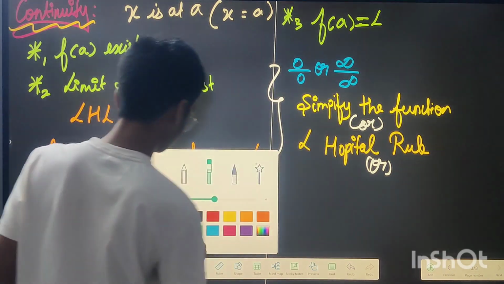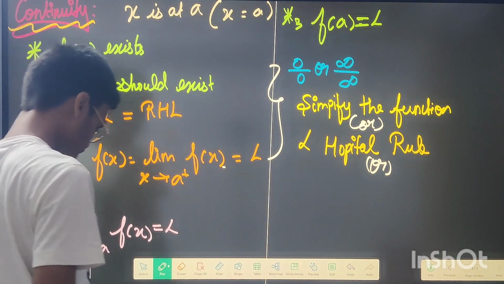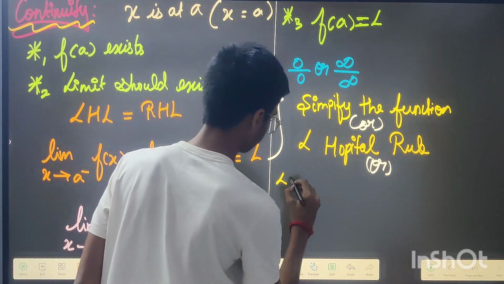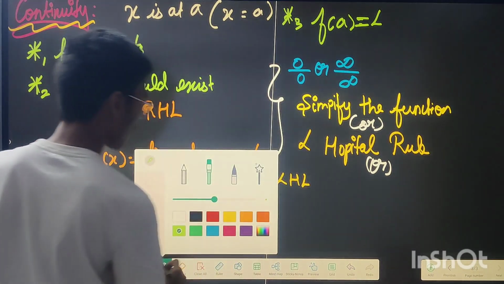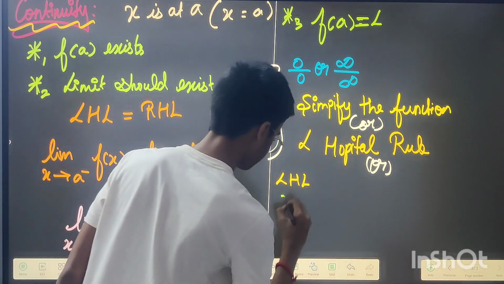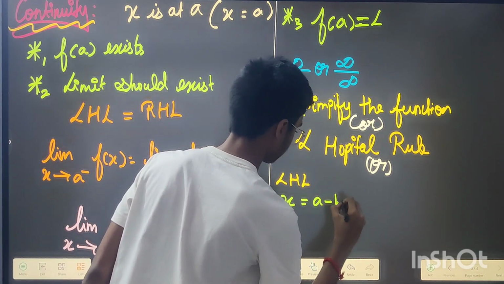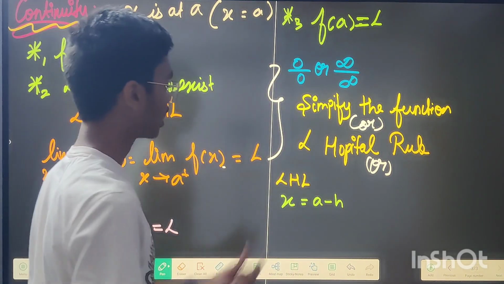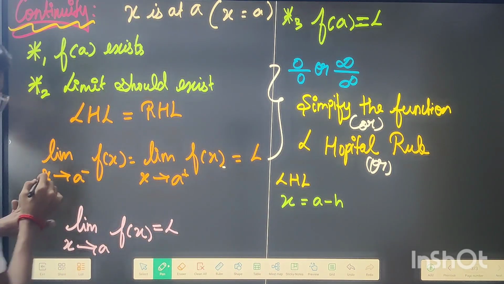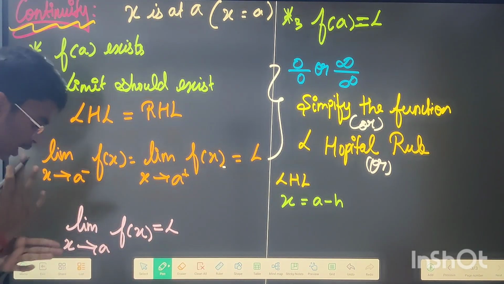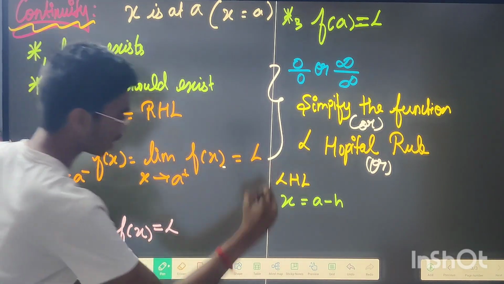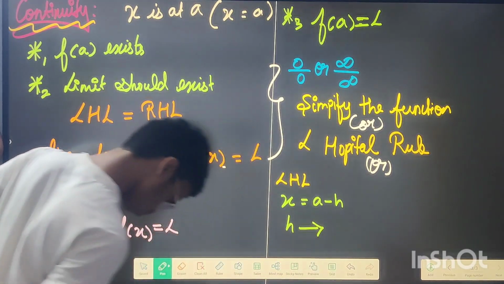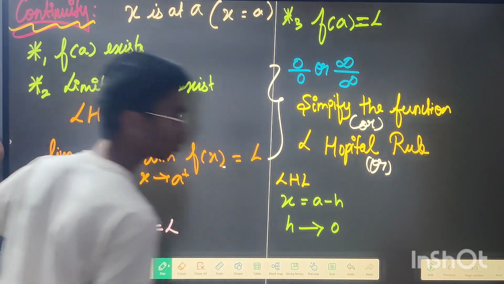Okay, so in place of LHL, what you have to do is substitute x is equal to a minus h. That means in place of this x, you have to substitute a minus h. Then at last, h tends to 0 in LHL.